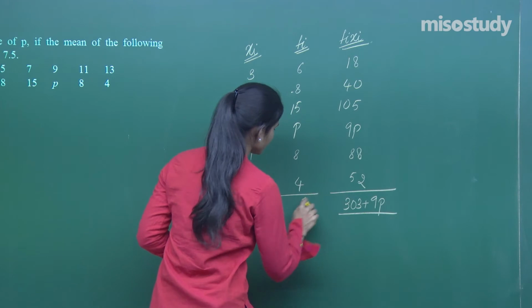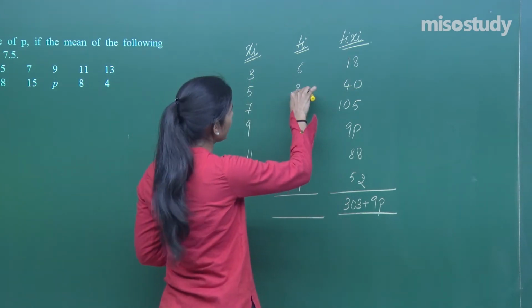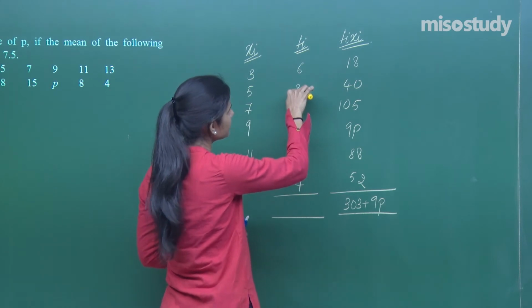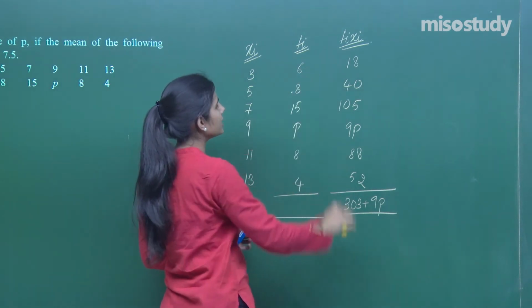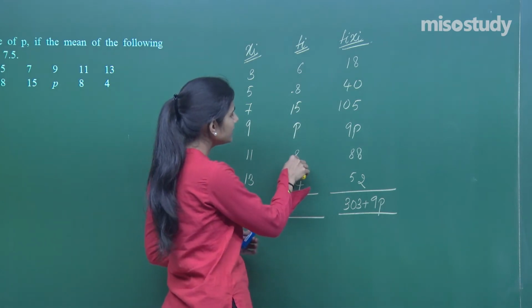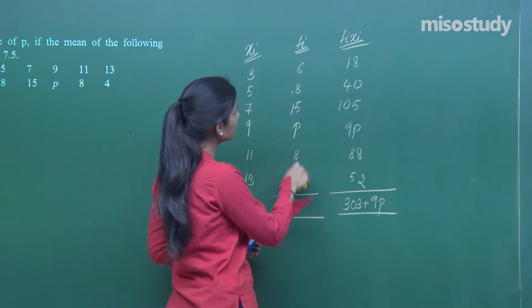What about summation fi? This also we have to find for the direct method. So you have 10 plus 8, 18, 18 and 2, 20 and 3, 23, 23 and 6 is 29, 29 and 1, 30, 37, 38, 39, 40, 41 plus p.